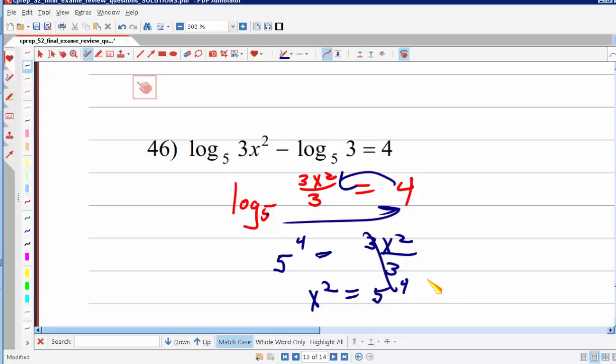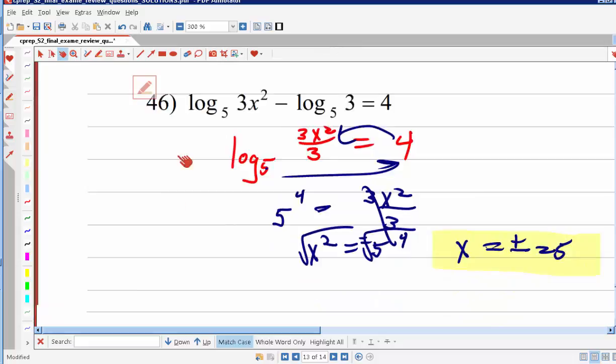5 to the 4th is actually 25 times 25. It is a perfect square. So when I do that, I get x equals plus or minus 25. And if I put those back into the original equation, I don't have any problems because I get positive values for the arguments of the logs. All right, moving on.